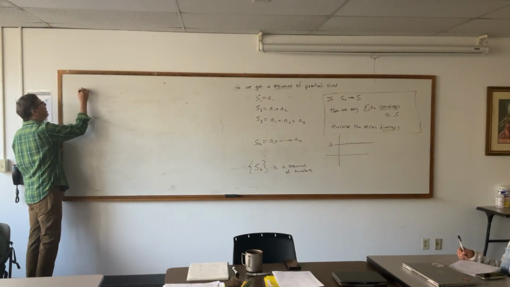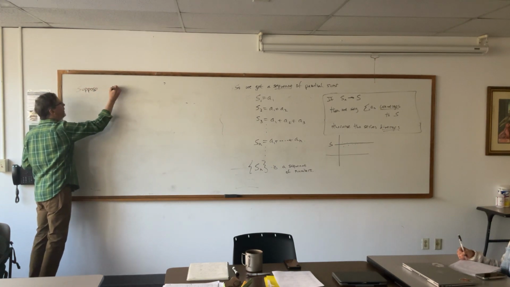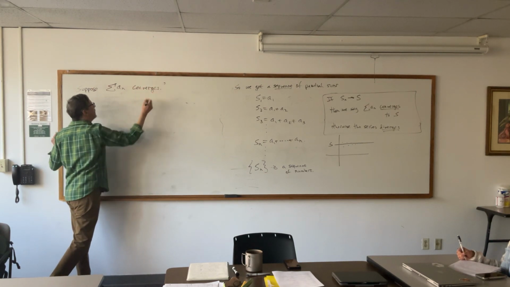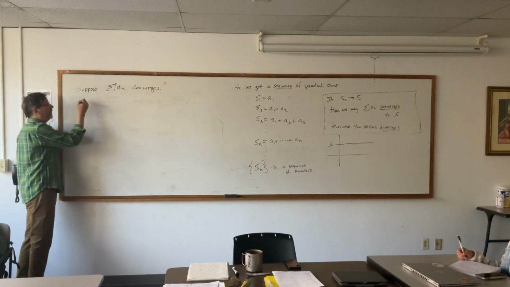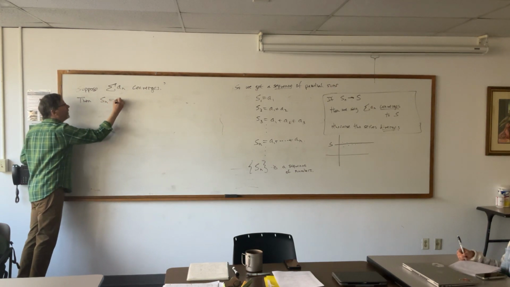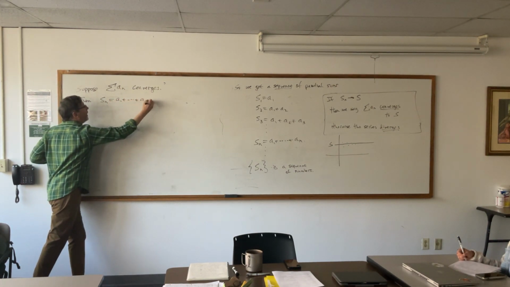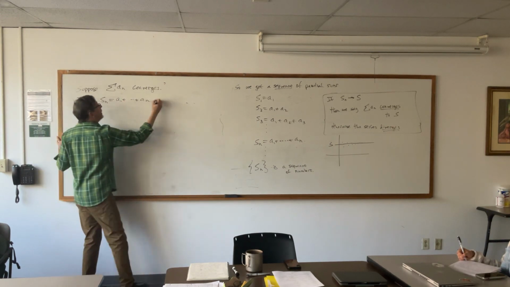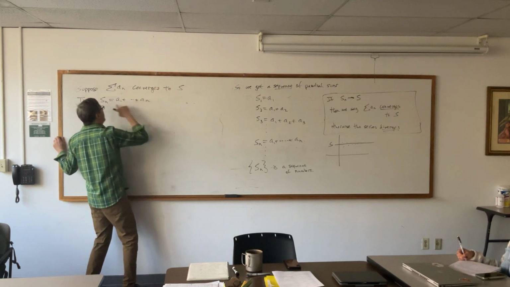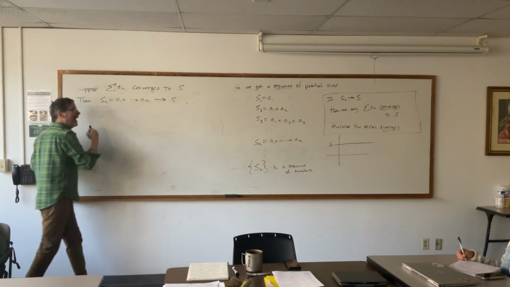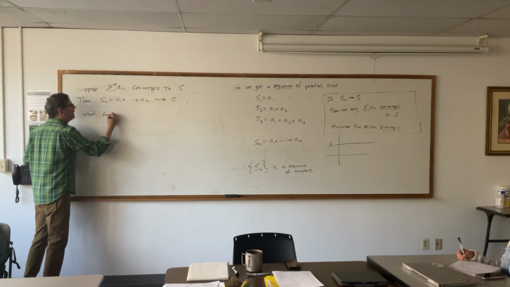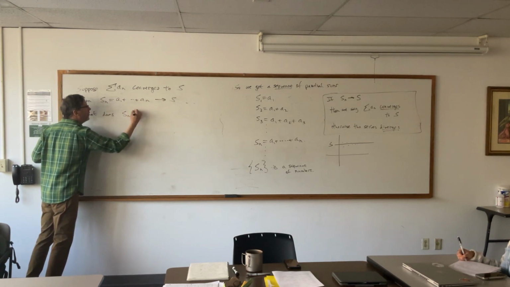A really cool thing that comes out of this. Let's suppose that I have a series that converges. Well, that means that its sequence of partial sums converges to a number. Then S sub n, which is a1 plus a2, all the way up to a sub n, converges also. Let's say this converges to S. Then the sequence converges to S. What does this sequence converge to?